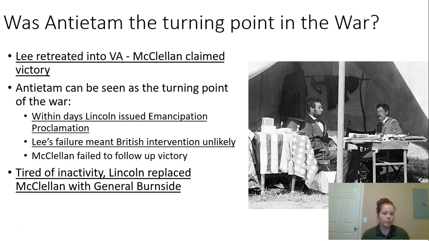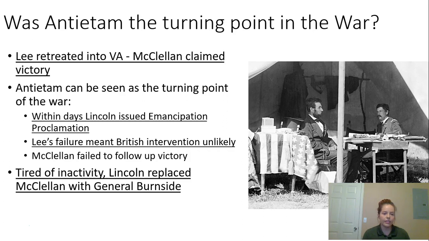Looking into, was Antietam the turning point of the war? So one major thing is Lee is going to retreat into Virginia, and McClellan is going to claim victory. So some arguments as to why Antietam was a big turning point is that within days of the battle, Lincoln is going to issue the Emancipation Proclamation.